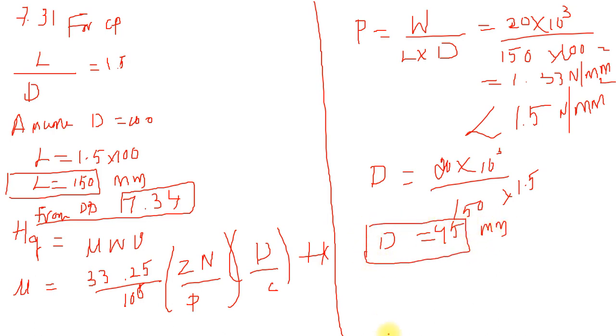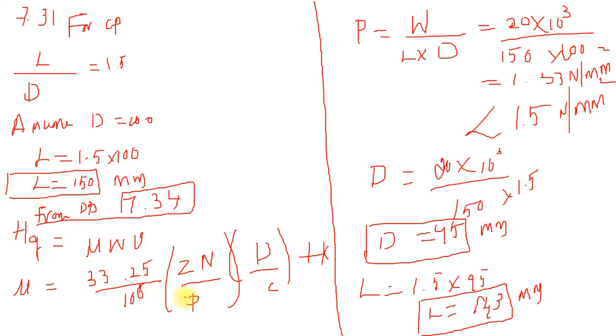You don't worry about the L. If I want to find out L, L is equal to 1.5 into 95, so L is approximately 143 mm. Okay, so now I have recalculated the value of D and L. Now let me go to the mechanism formula.